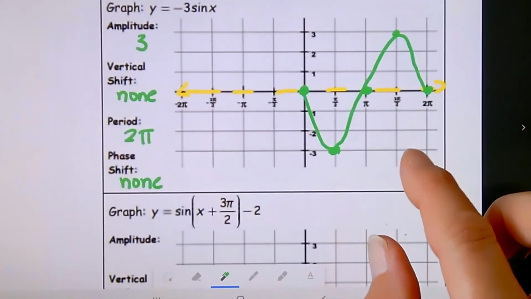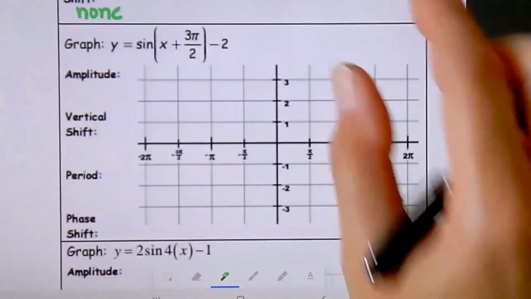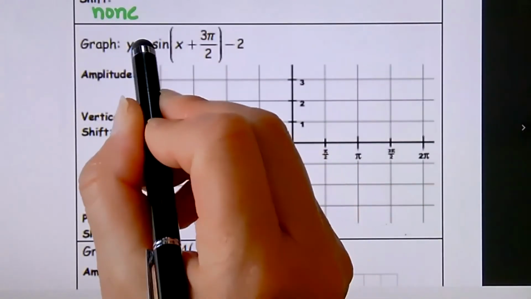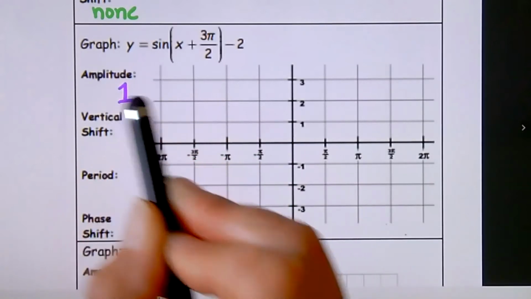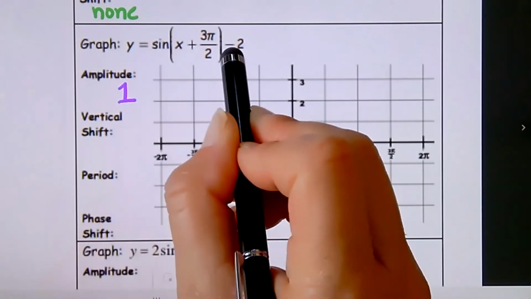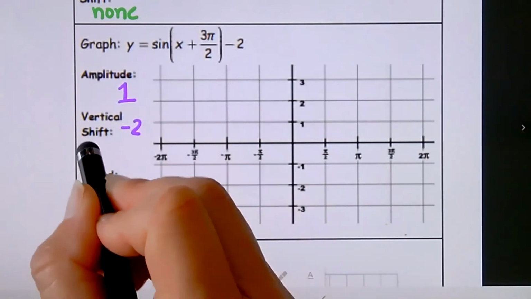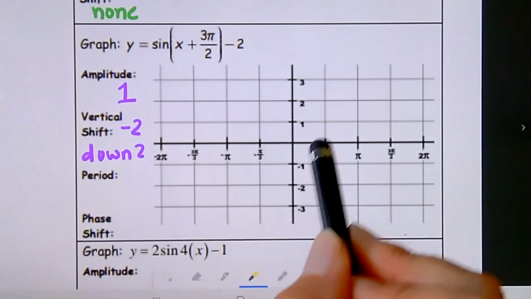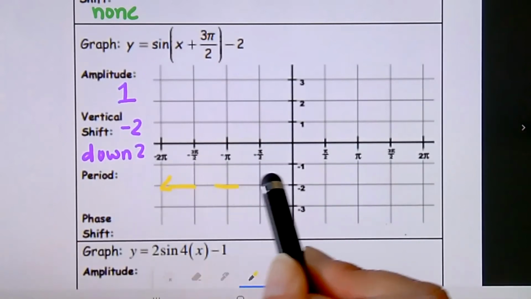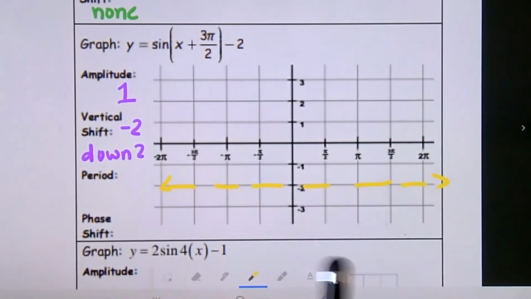So now the next one, we have a lot of things going on here. So let's take a look at this. Okay, in this case, nothing in front, so our amplitude is going to be 1. Vertical shift, that -2, so we're going to go down 2. So -2, okay, which means down 2. Let me just draw that in before I forget to. So I'm going to be down here at -2. This is going to be the center of my graph. I always like to draw it in. That's where my zeros are going to be.